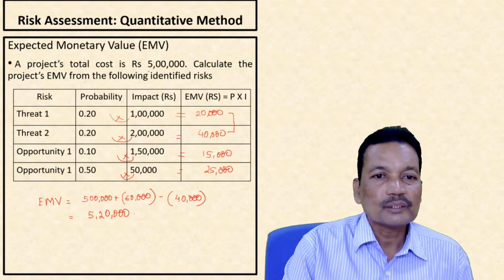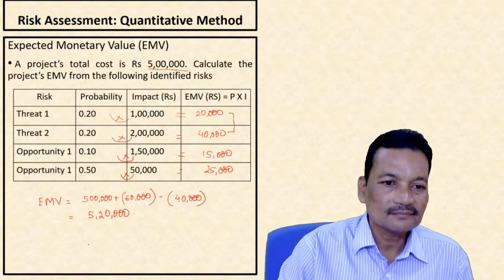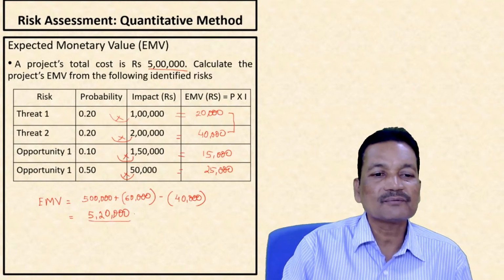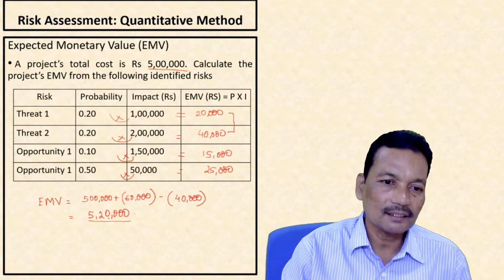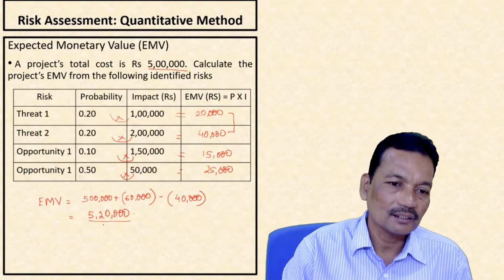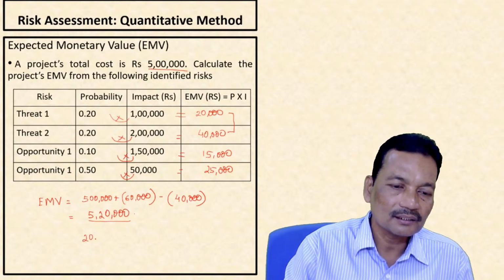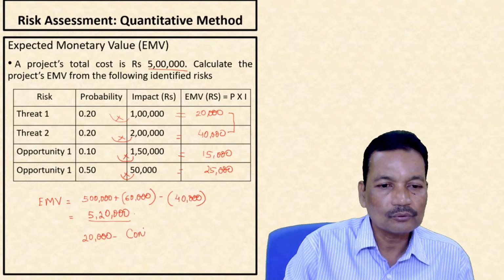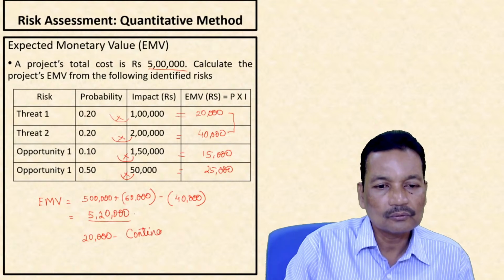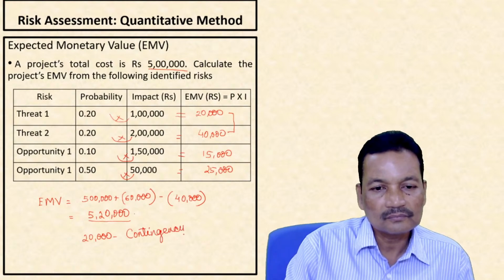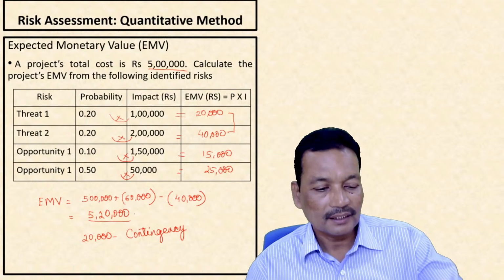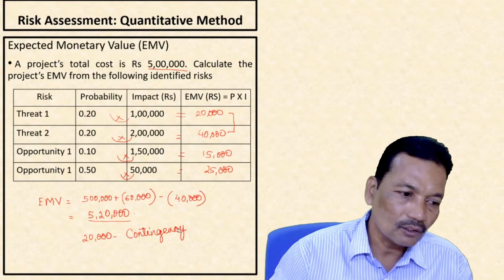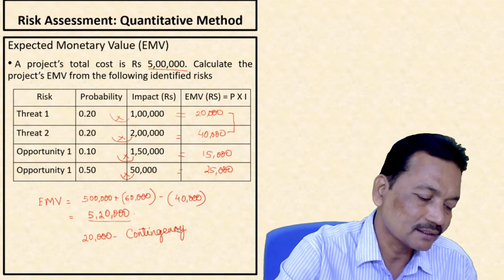So total cost we had expected is 5 lakh. However, we are expecting a monetary value for the project of 5 lakh 20,000. That means an increase of 20,000. So this 20,000 is our contingency amount. Contingency means keeping the amount for future requirements.